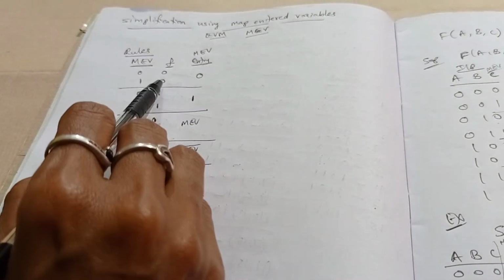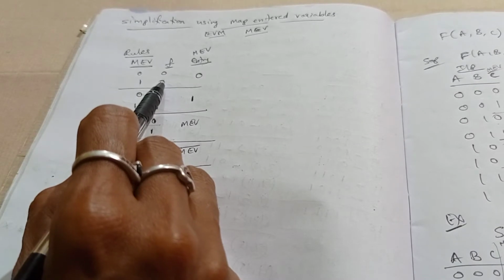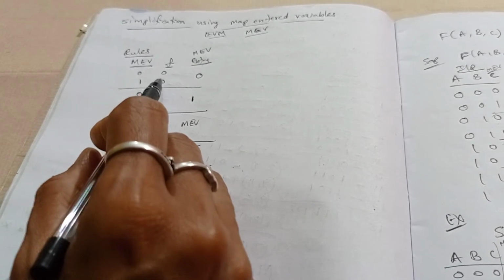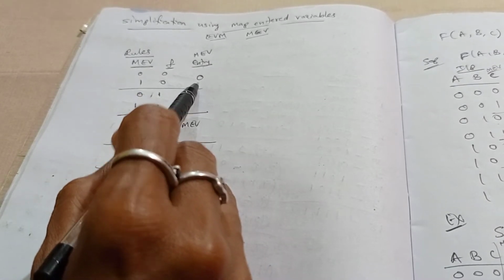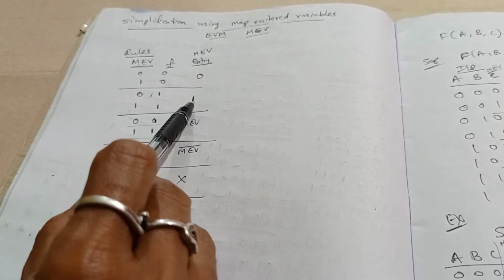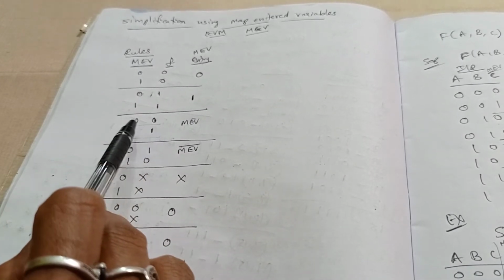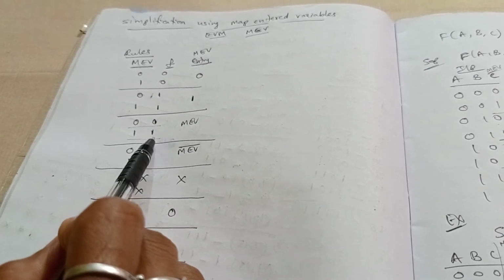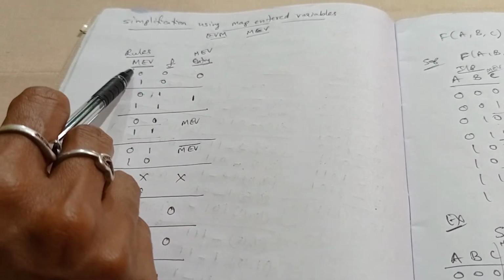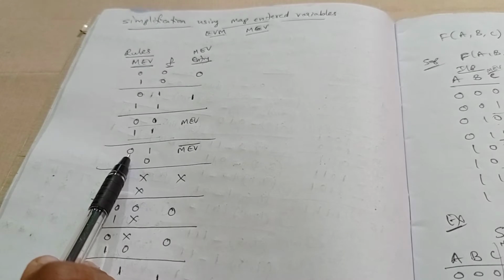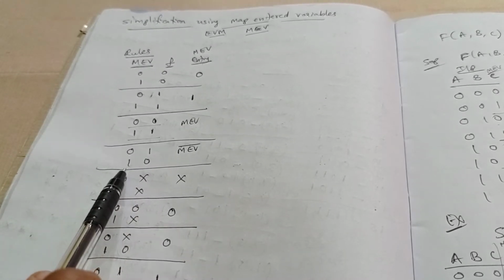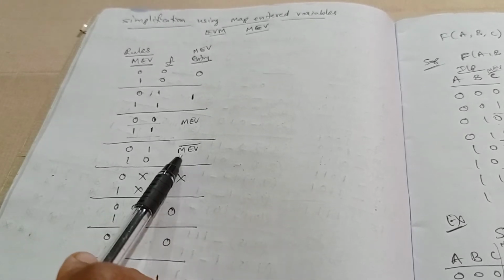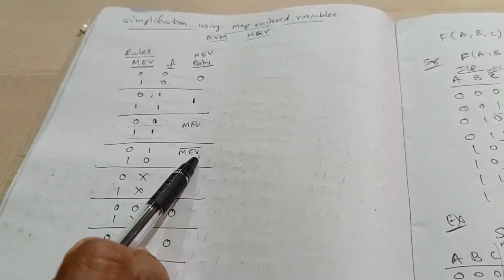Output. Suppose, for example, the input is this combination and the output is 0, and both are 0, so we need to enter 0. If both are 1, enter 1. Where input and output are the same, whether 0 or 1, enter the MEV, which is nothing but the input. If the input is 0 and the output is 1, or the input is 1 and the output is 0, that means inverted, so write MEV bar, the inverted value of the input.